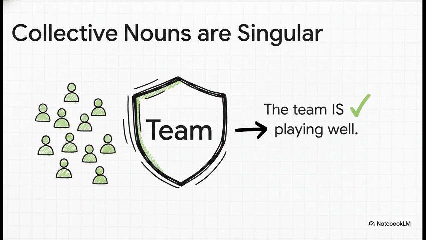Collective nouns. This is another classic SAT trap. I'm talking about words like team, committee, family. They feel plural, right? Because they're made up of a bunch of people. But for the SAT, you have to think of them as one single thing, one unit. So you'd say "the team is winning," not "the team are winning." The team acts as one.